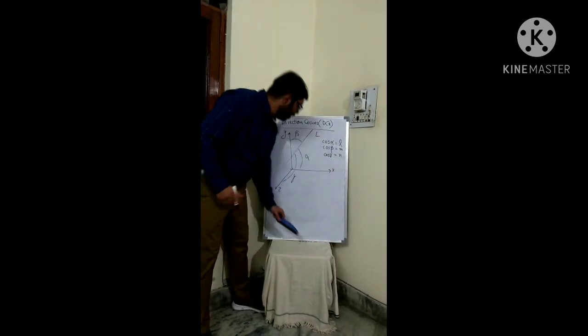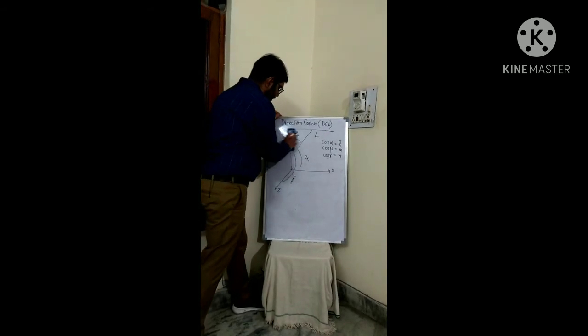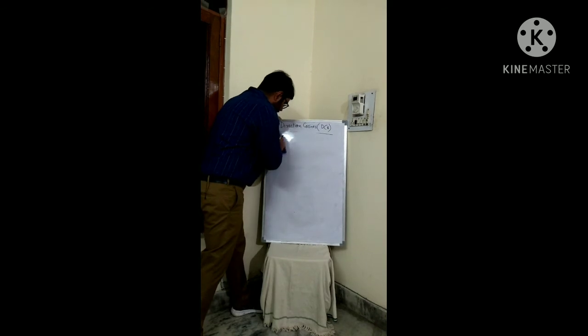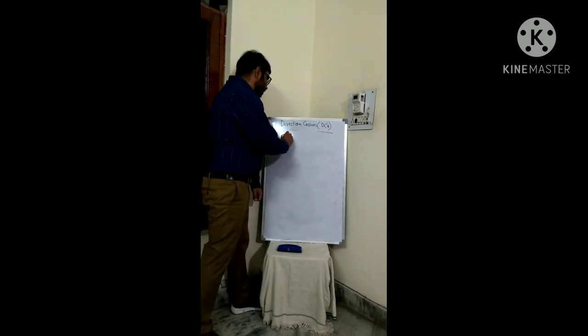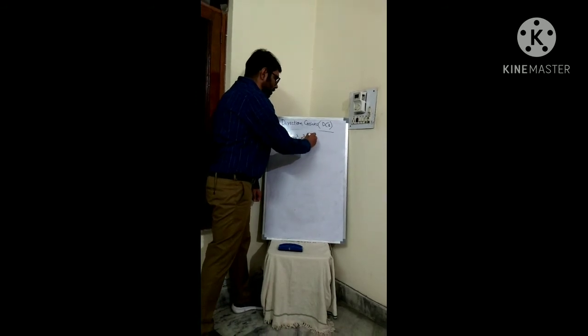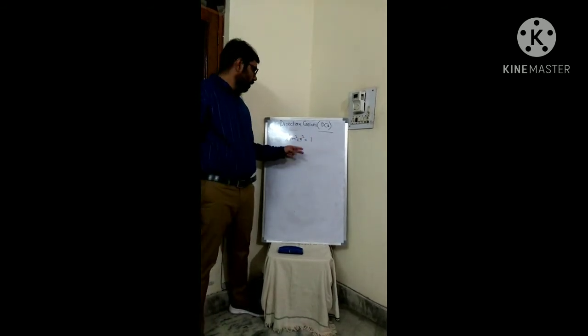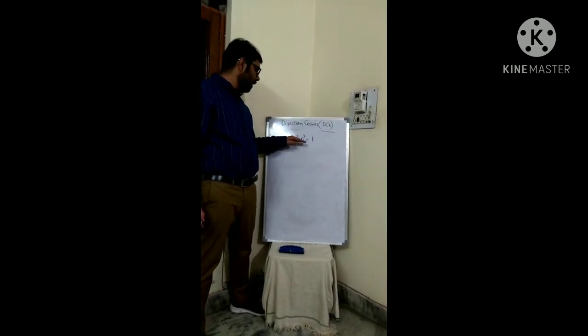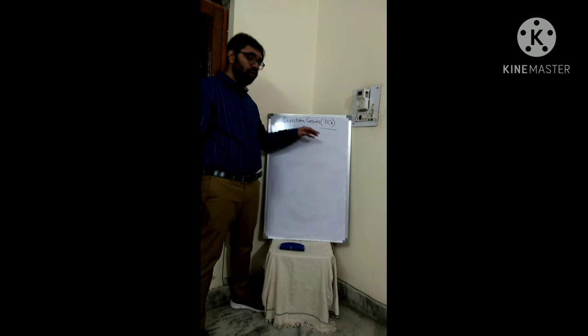Now there is a special result for direction cosines. That result is that if we take the sum of the squares of the direction cosines, which means L square plus M square plus N square, that is always equal to 1.